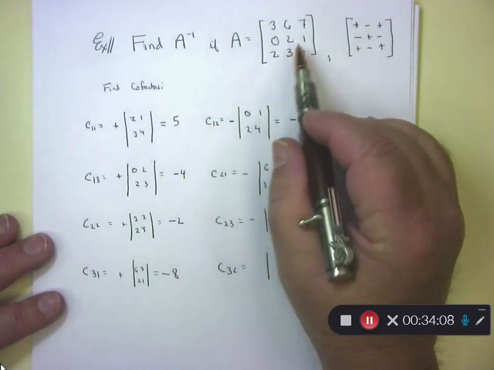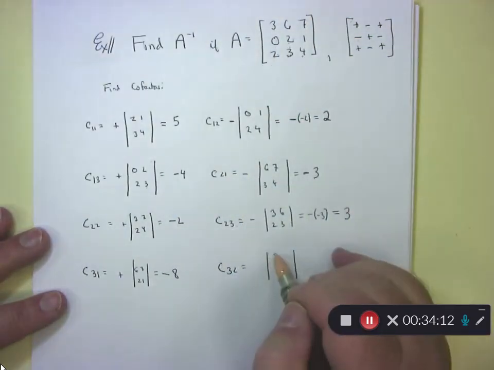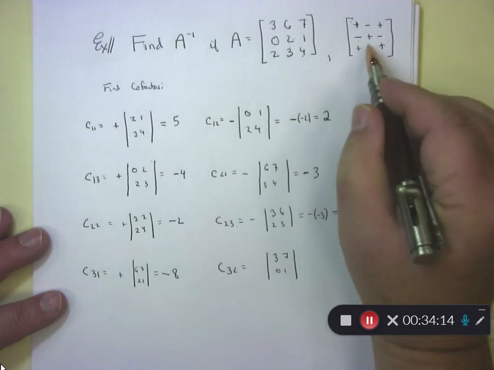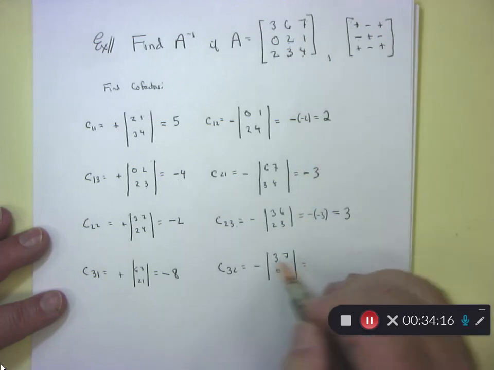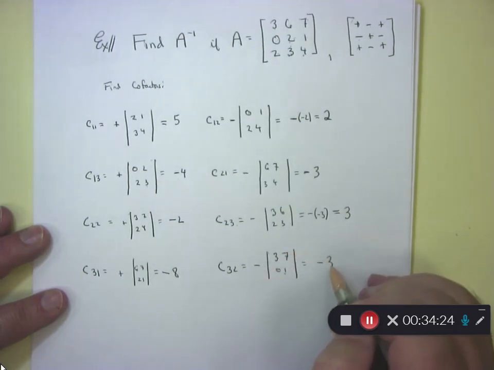Third row, second column, knock off the row and column with that in it. 3, 7, 0, 1, but that's going to be a negative there. And that's 3 times 1 minus 7 times 0. 3 minus 0 is a 3. Negative that makes it a negative 3.